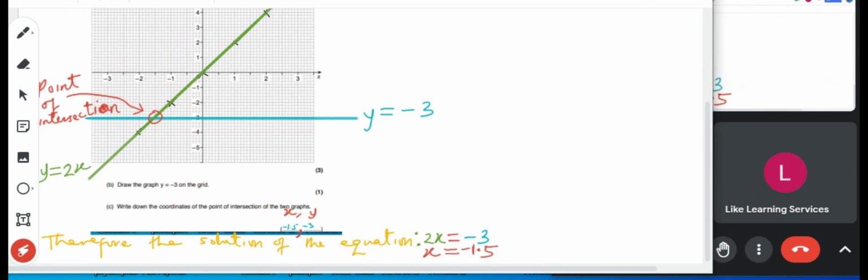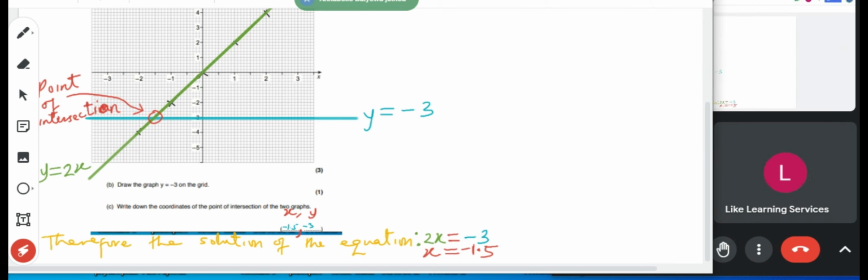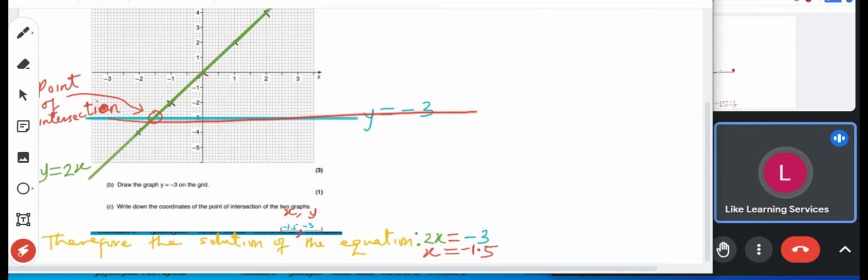I'm confused. What does it mean 2x equals minus 3? Which one is 2x? I mean, I'm talking about down here. Yeah, which one is 2x? The green line. Yeah, that's what I'm saying. If you have the green one written, which is 2x, and then they gave you the other equation, which is the blue one, wherever they cross themselves is the answer.